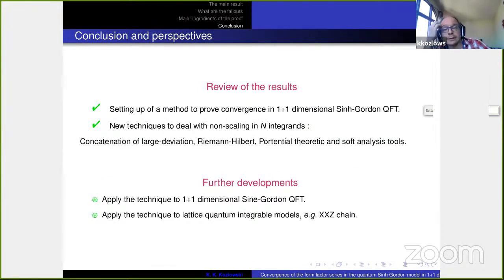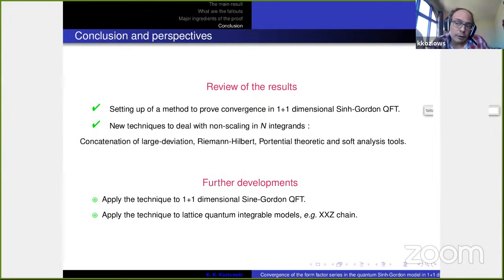So what I showed you is the setting up of a method inspired from random matrix theory, which allows you to prove convergence in the case of the Sinh-Gordon quantum field theory. To do it, one had to join many techniques appearing in the literature, like probabilistic concentration of measure techniques, Riemann-Hilbert problems, but also some results from potential theory to characterize these probability measures, and carry out some soft analysis techniques, because in most cases you cannot just abruptly bound, but have to be fine about the bounds.